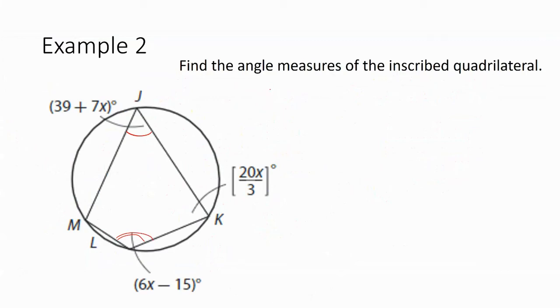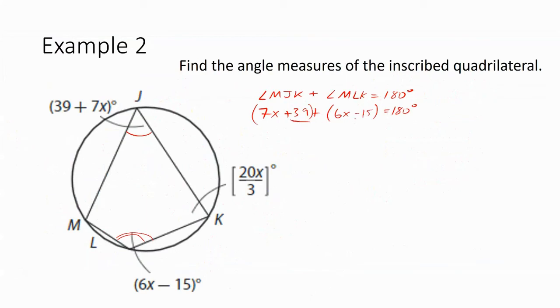So here we go. Angle MJK plus angle MLK should equal 180 degrees. So we have, I want to rewrite MJK, 7x plus 39 degrees, right? Plus angle MLK, all right, which is 6x minus 15 equals 180 degrees. And the rest is just algebra, right?